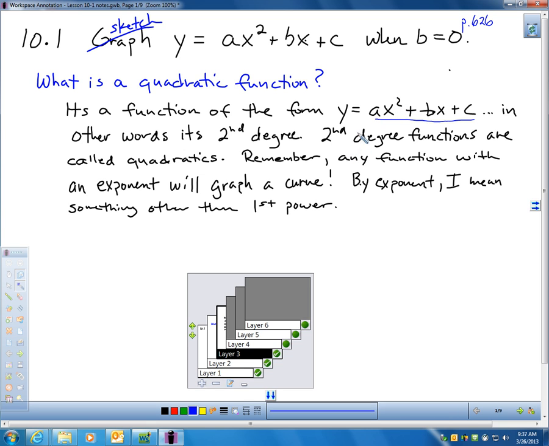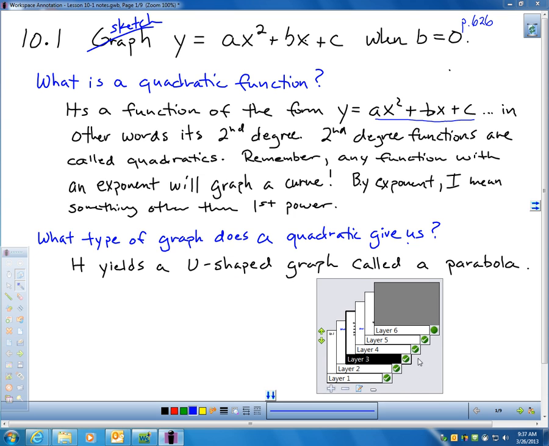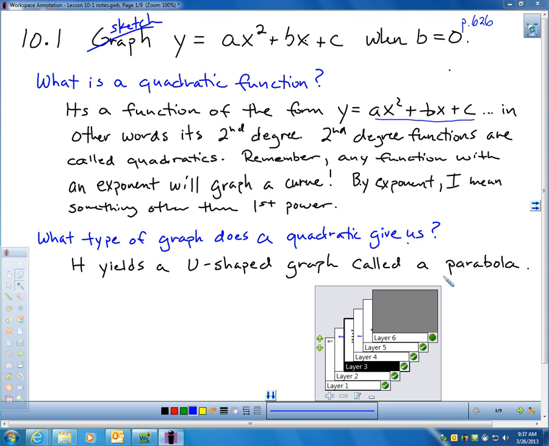Remember, any function with an exponent will graph a curve. When I say an exponent, I mean something other than first power. Like this is a second power, or second-degree equation or function. That means it's going to give me a curved graph. So what type of graph does a quadratic give us? When we have a second-degree equation or function, what kind of graph does that produce? Well, it produces a U-shaped graph called a parabola.